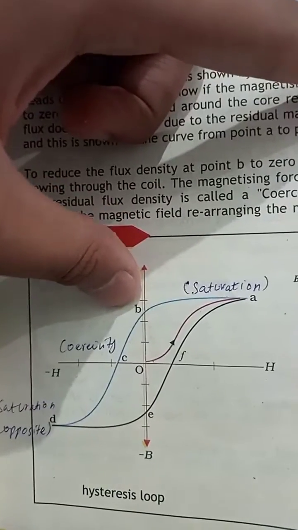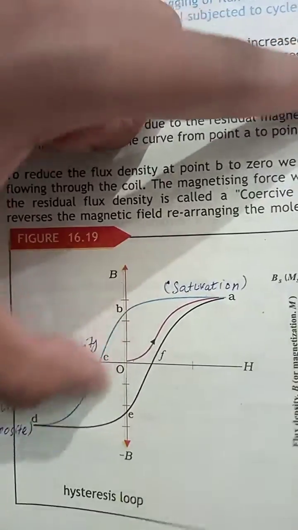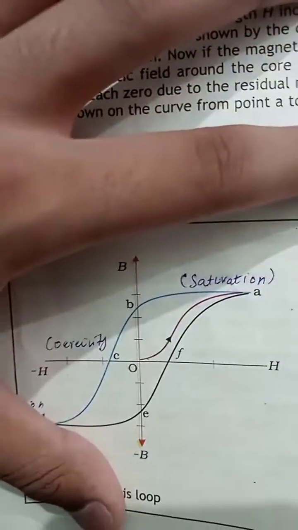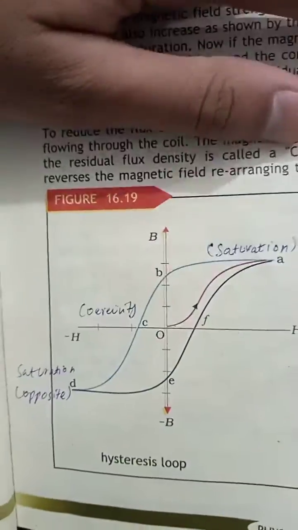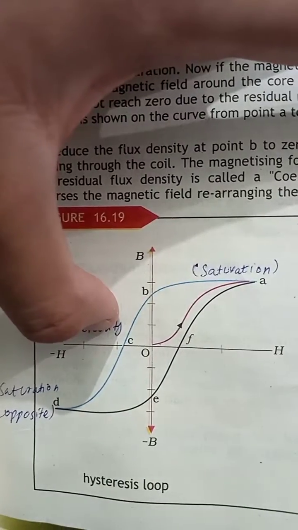Now from point B to C, it's going to be zero. How does it become zero? We apply the coercive force. The coercive force is applied in the negative direction of H, the negative direction of the current, which causes H to go to zero and B to go to zero also.